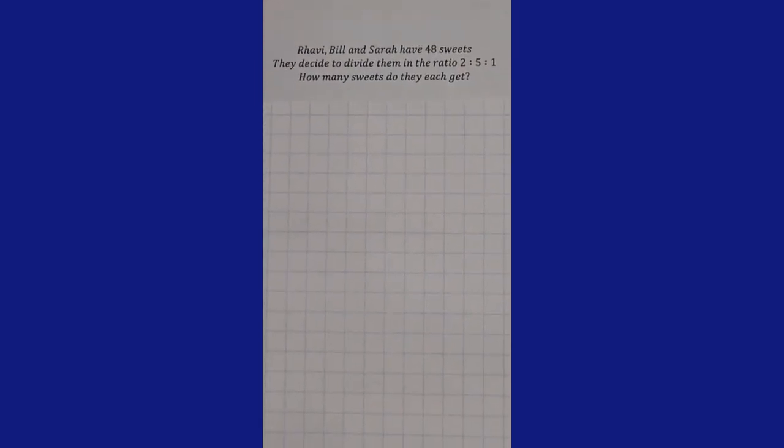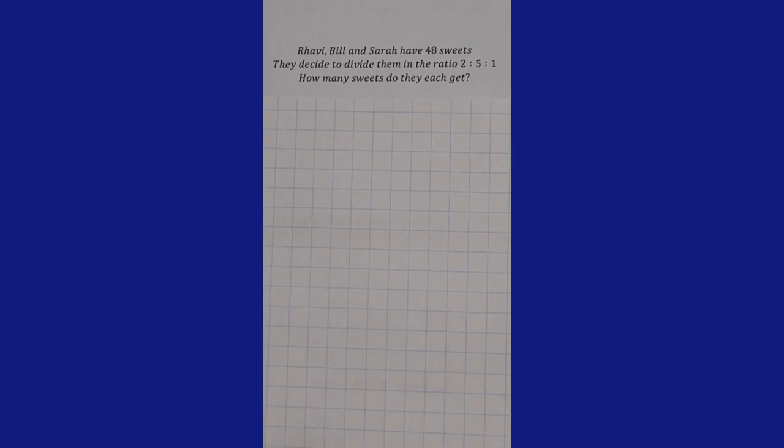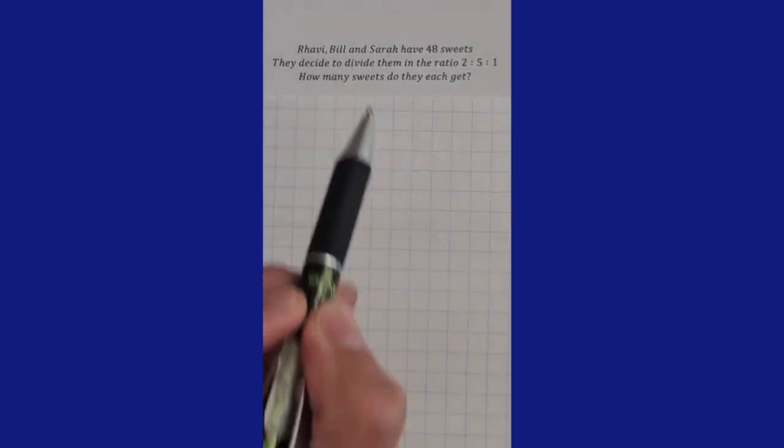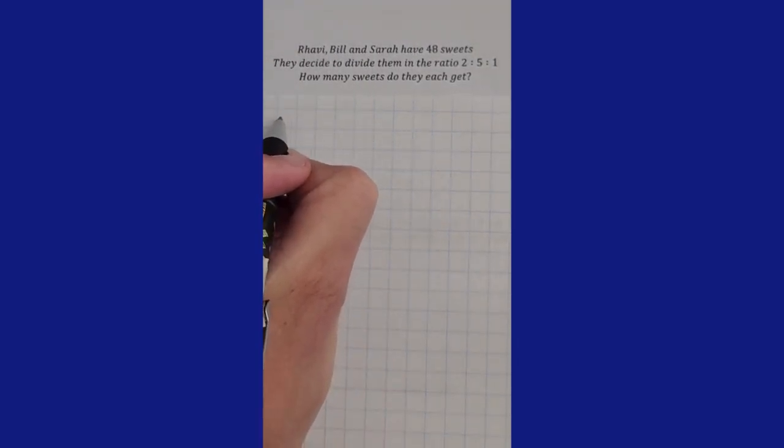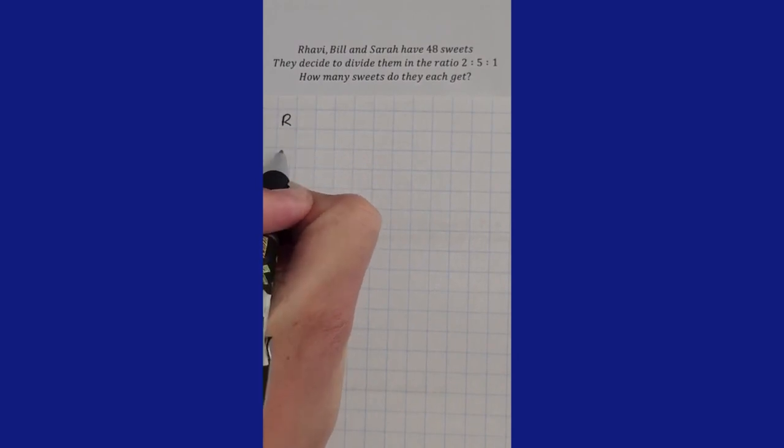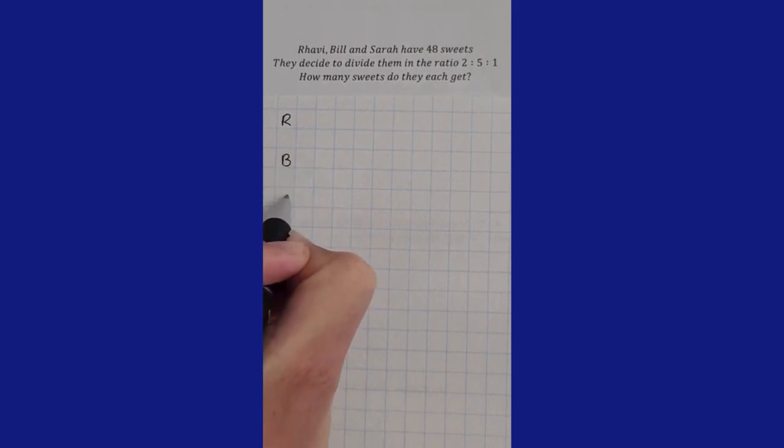Well, what about if we've got 3 parts to a ratio? So here I've got Ravi, Bill and Sarah, and they've got 48 sweets. They decide to divide them in the ratio 2:5:1. How many sweets do they each get? So fairly straightforward. And guess what? We're going to use the same method as before, but this time I've got different letters for each person, so I can use the letters rather than having to write out their names. So Ravi, Bill, and Sarah.